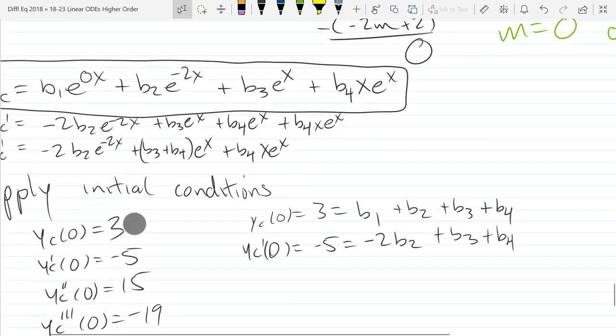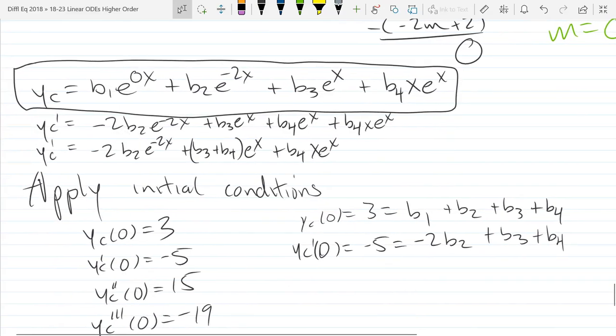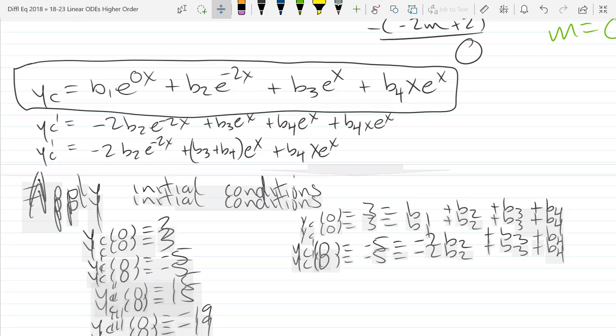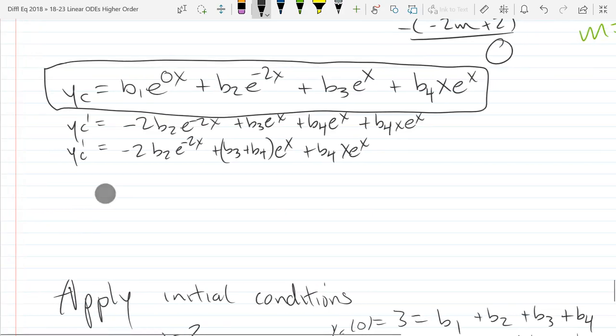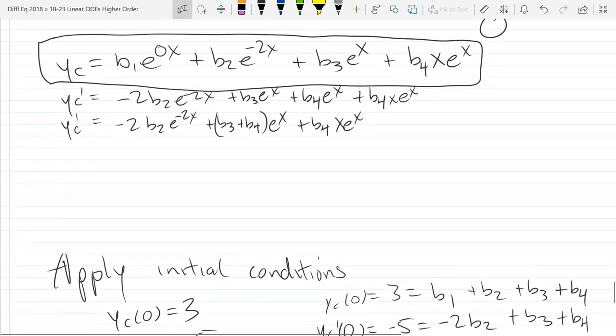All right, now I need the second derivative. I wish I had more room here. I'll do some magic, which you can't do. Nope. You're not special. I'm not special either.